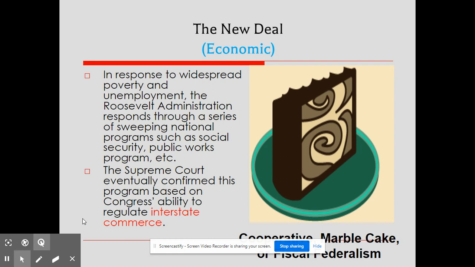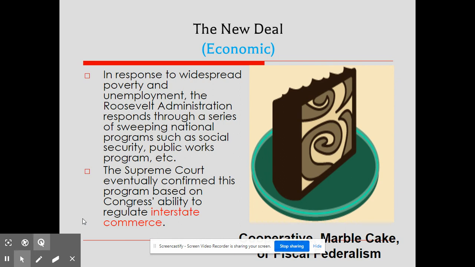Our cake metaphor continues. It's also known as marble cake federalism. Those two terms are interchangeable, as is the third term, fiscal federalism. So if you had on an AP exam to actually write about federalism, you could reference marble cake or layer cake federalism, and you would be absolutely fine. They would understand what you're talking about there. But why is it marble cake?